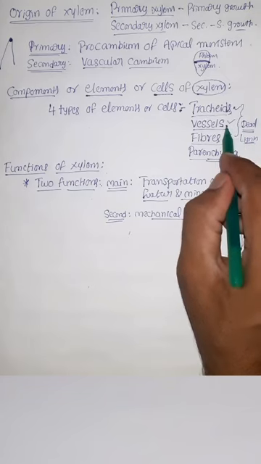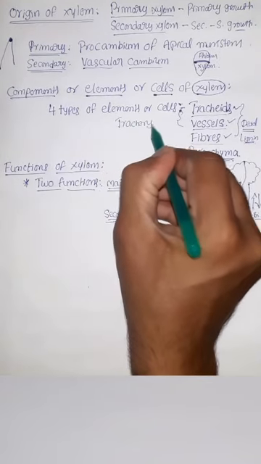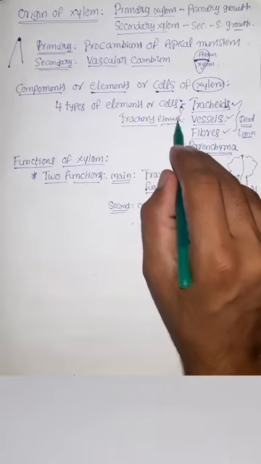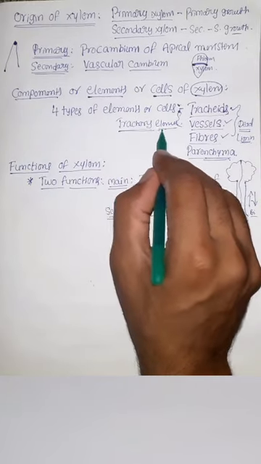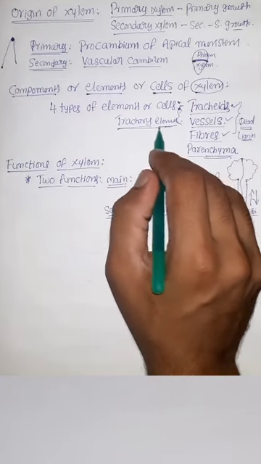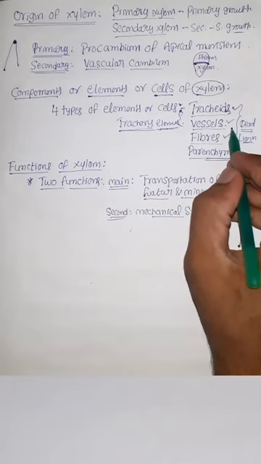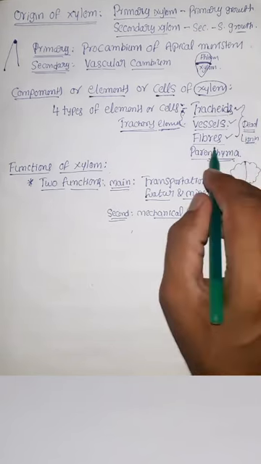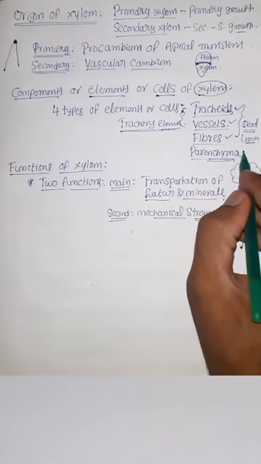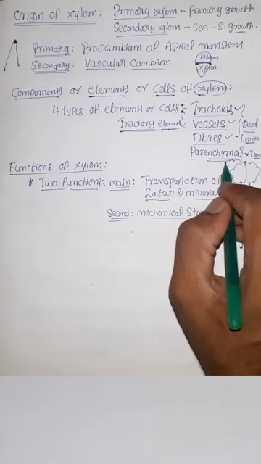Tracheids and vessels, the two together, are called tracheary elements, because they act like pipelines in plants. That's why these two together are called tracheary elements. Very important. Even fibers are dead cells, that's why they perform a mechanical function in plants. The only living tissue in xylem is parenchyma. Very important.